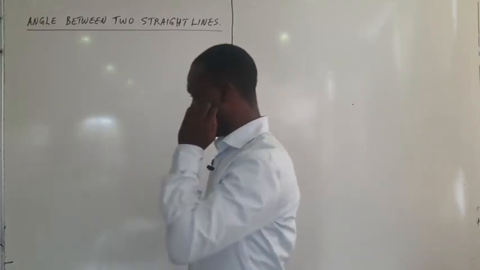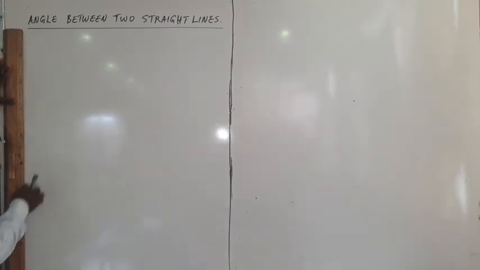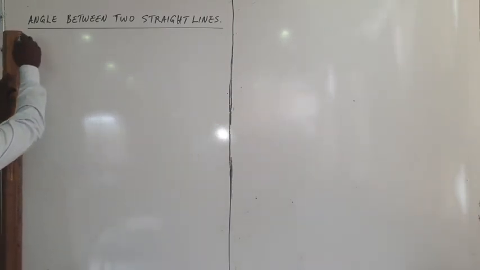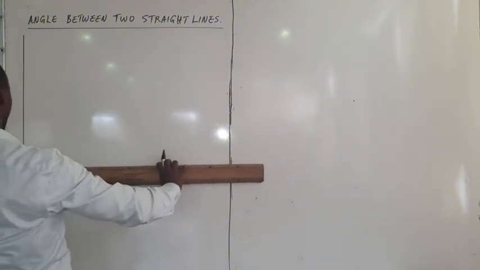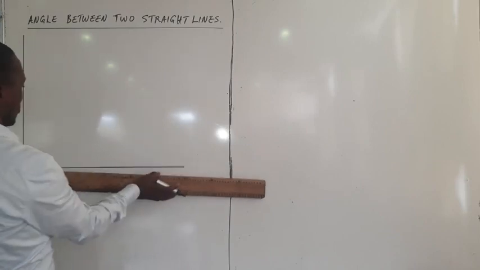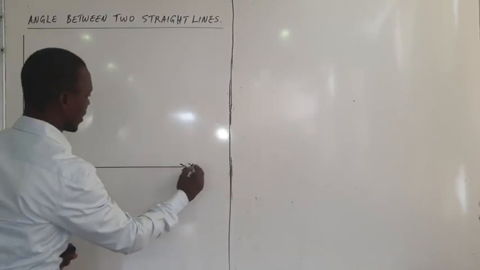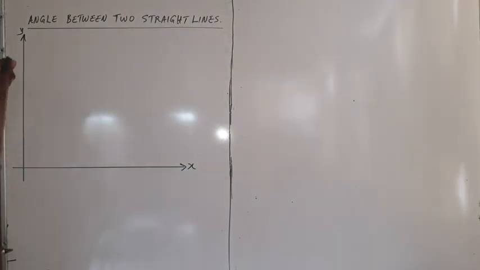Hello everyone. We are still under coordinate geometry, but today we are looking at the angle between two straight lines. So we are going to consider the xy plane. So this is the x-axis, and here is the y-axis.